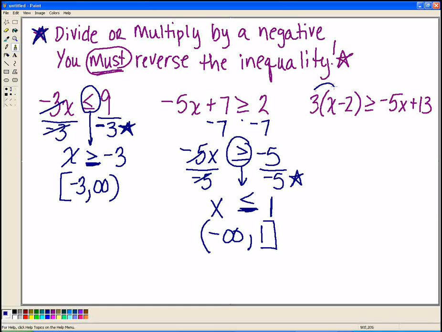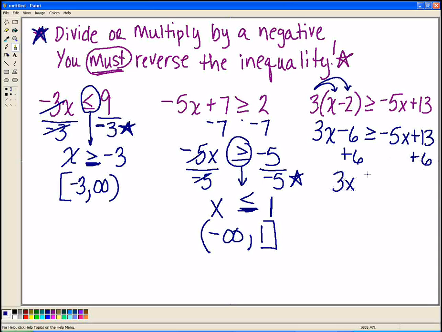Once again, I may be asked to solve things that require distribution, combining like terms, or other properties, okay? Don't let that throw you off. I'm still going to do everything I would as if I was solving an equation. So I'm going to distribute this 3. 3x minus 6 greater than or equal to minus 5x plus 13. And now my goal is to get all my numbers on one side, all my variables on the other. I'll add 6 to both sides.